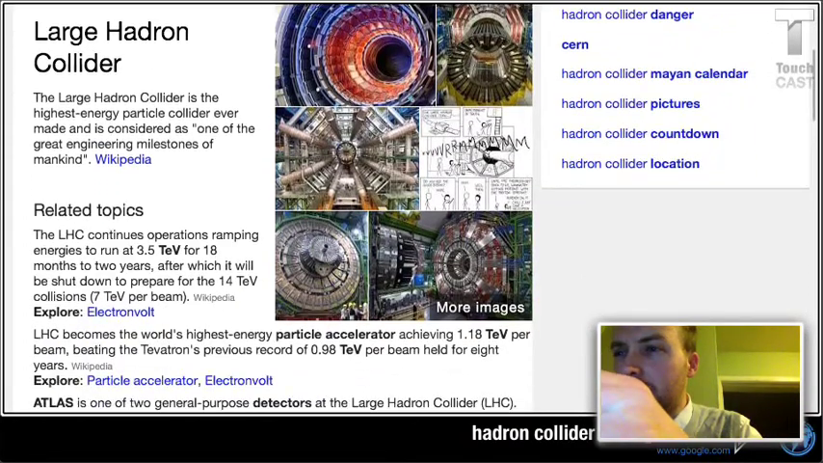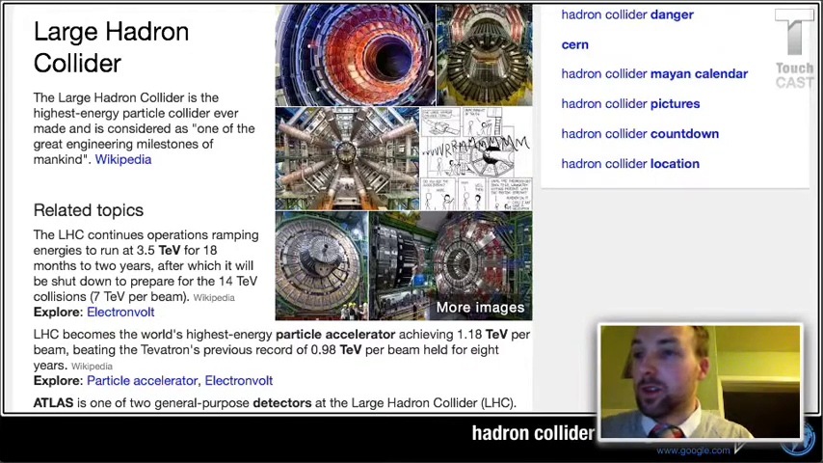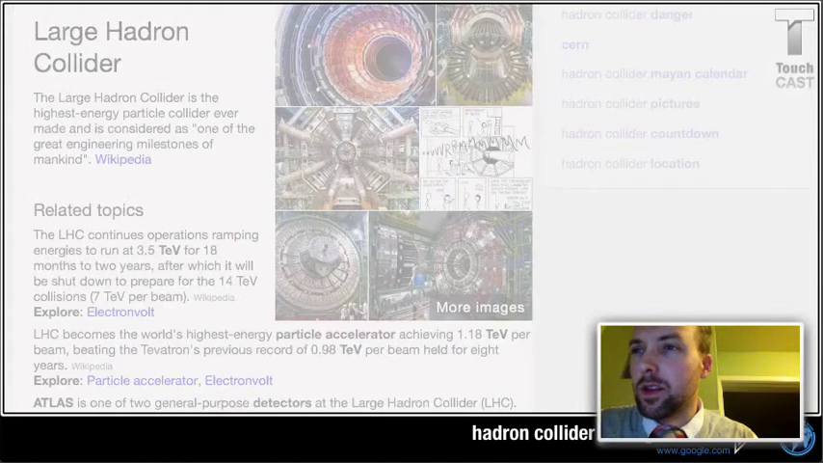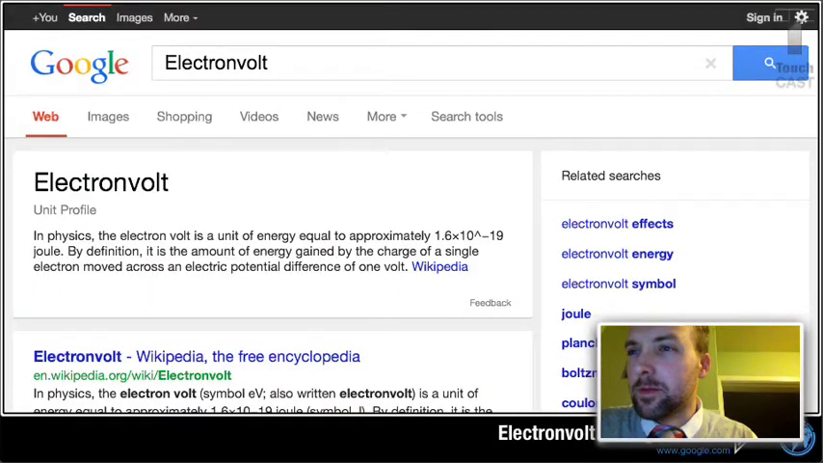You'll see there that the Large Hadron Collider continues operations, ramping energies to run at 3.5 TeV. Don't know what the T is, but you'll see electron volt there. That's what we're going to look at. Electron volt is a unit of energy equal to approximately 1.6 times 10 to the negative 19th joule.